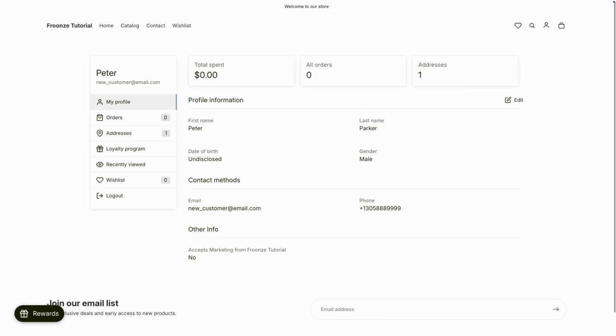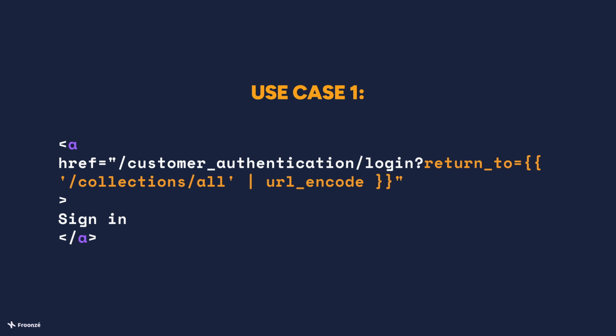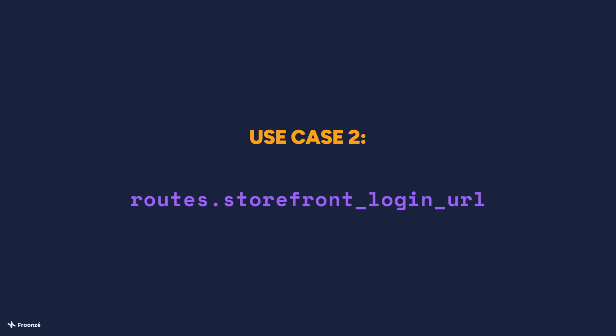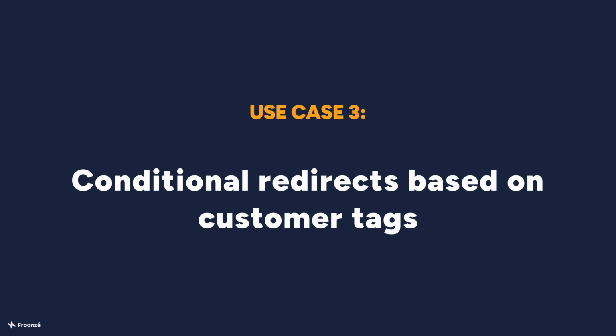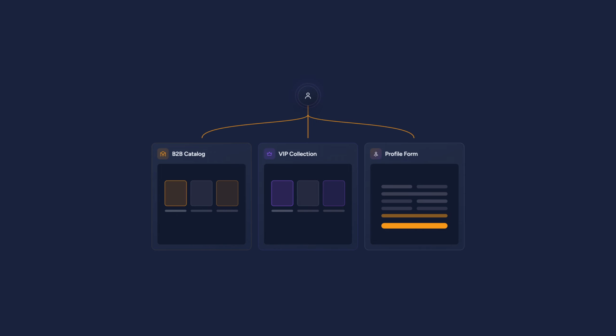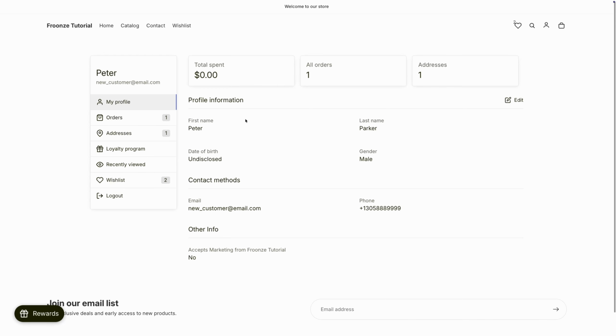So let's recap what we've built. With a single link edit, every customer lands exactly where you want them after sign-in. With the storefront login route, customers return to the page they came from. And with a small router page and a few Liquid conditions, wholesale customers, VIPs, and brand new customers each get their own destination. A redirect on its own is just a destination change. What makes it worth doing is what's at the destination.